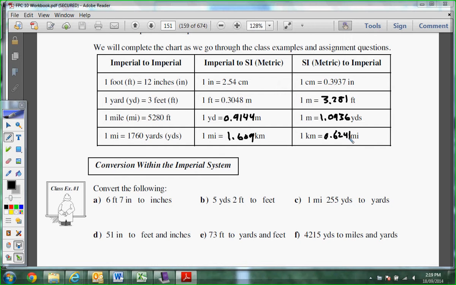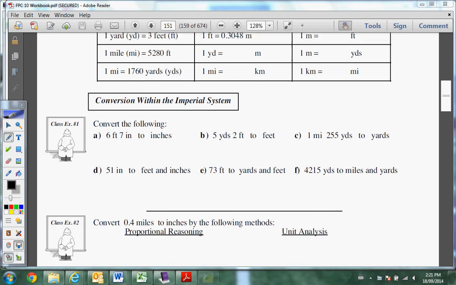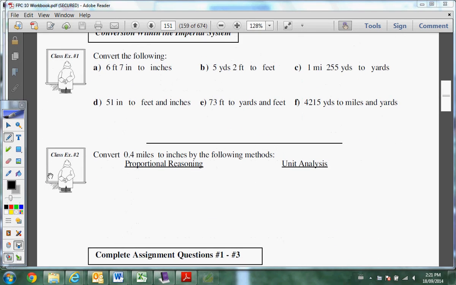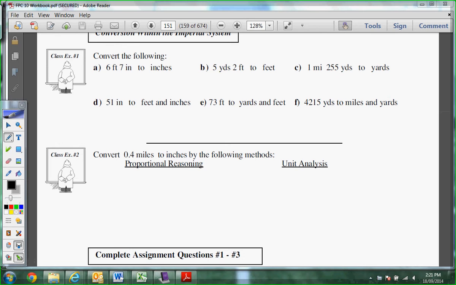Okay, all right. So let's get some examples here. Convert the following: 6 feet 7 inches to inches. You just have to know how many inches are in a foot. 12. So we're going 6 times 12, then I'm plussing the 7. So 72 plus 7 is 79 inches.